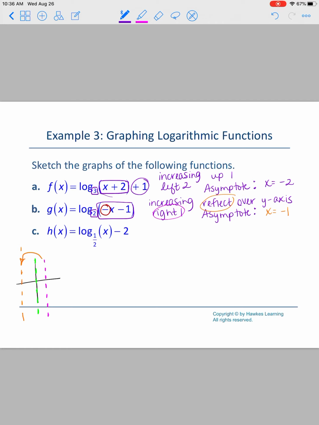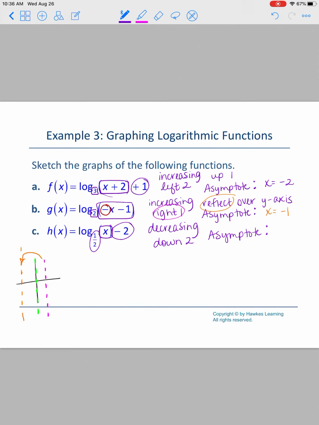Okay. C, h of x equals log base 1/2 of x minus 2. My base is 1/2 this time, which means that this graph is going to be decreasing. If I look here in my parentheses, nothing's happening to the x, so I'm not moving it left or right. It's just staying. There's no horizontal shift. But since I'm subtracting the 2 on the end, this is going to shift down 2. And then where's that asymptote going to be?